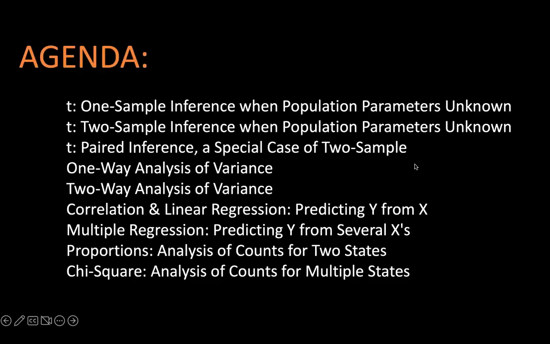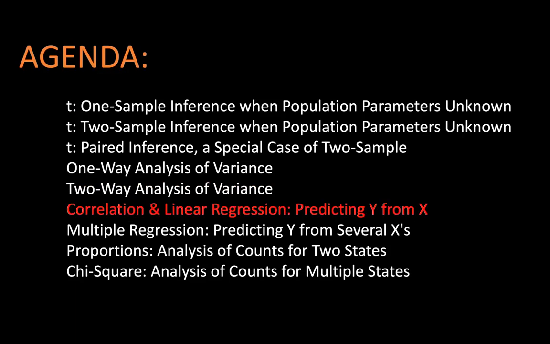We have our agenda today. So that is for the T, the one sample inference when population parameters are unknown. The t-test, two sample inference when population parameters are unknown. T, paired inference, a paired t-test, a special case of a two-sample. One-way analysis of variance, also known as ANOVA. Two-way analysis of variance, also known as two-way ANOVA.